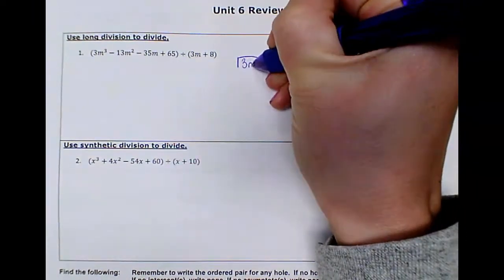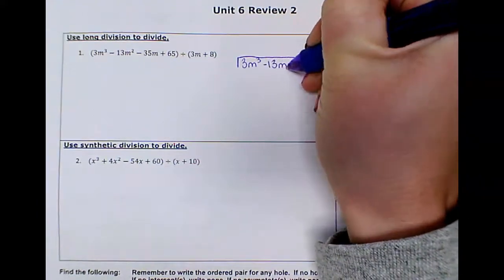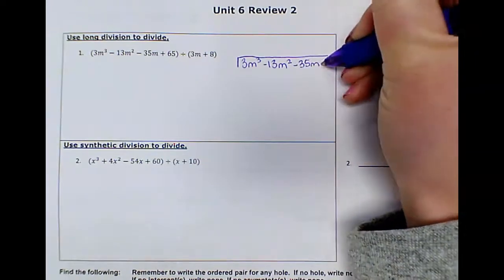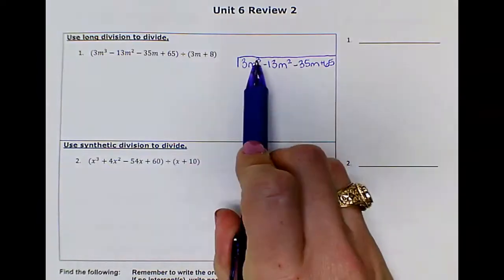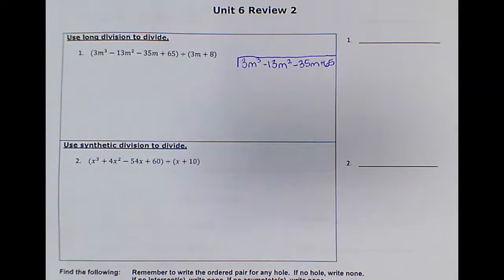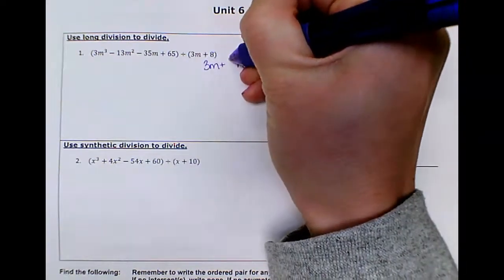I have 3m cubed, then I want the m squared term, which is 13m squared, and then the m term, minus 35m, and then plus the constant, 65. If I were missing any of these terms, m cubed, m squared, m, and the constant, I would have put a 0 term in there. 3m plus 8 is what I'm dividing by.